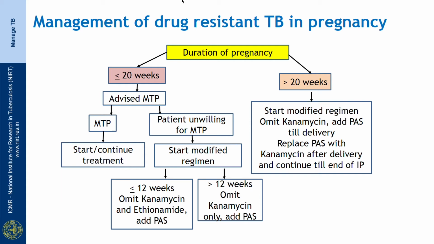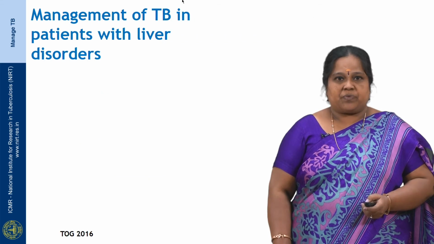If the gestation week is less than 12 weeks, we have to omit kanamycin and ethionamide and add PAS. If the gestation week is more than 12 weeks, we have to omit kanamycin only and add PAS. If the pregnancy is more than 20 weeks, we have to start a modified regimen, omitting kanamycin, add PAS till the delivery, replace the PAS with kanamycin after delivery and continue till the end of IP.